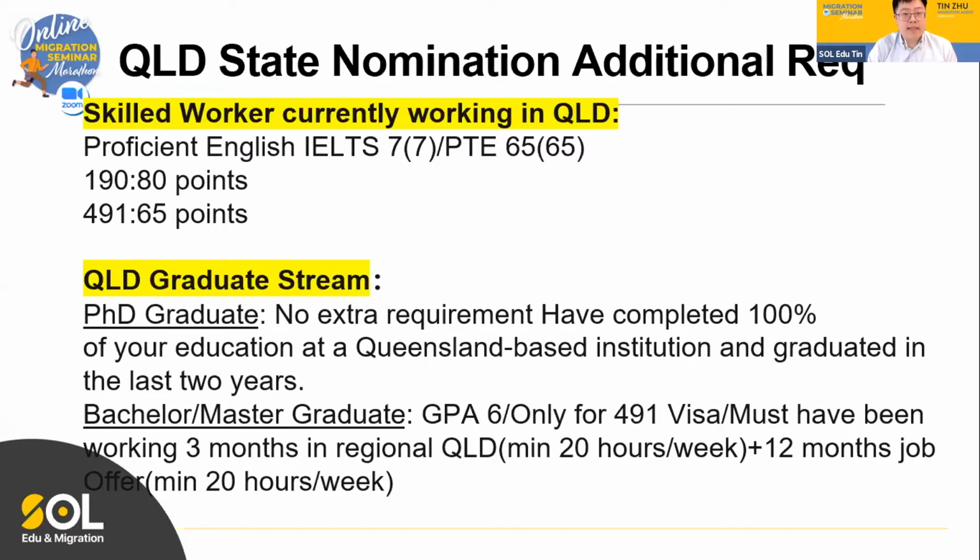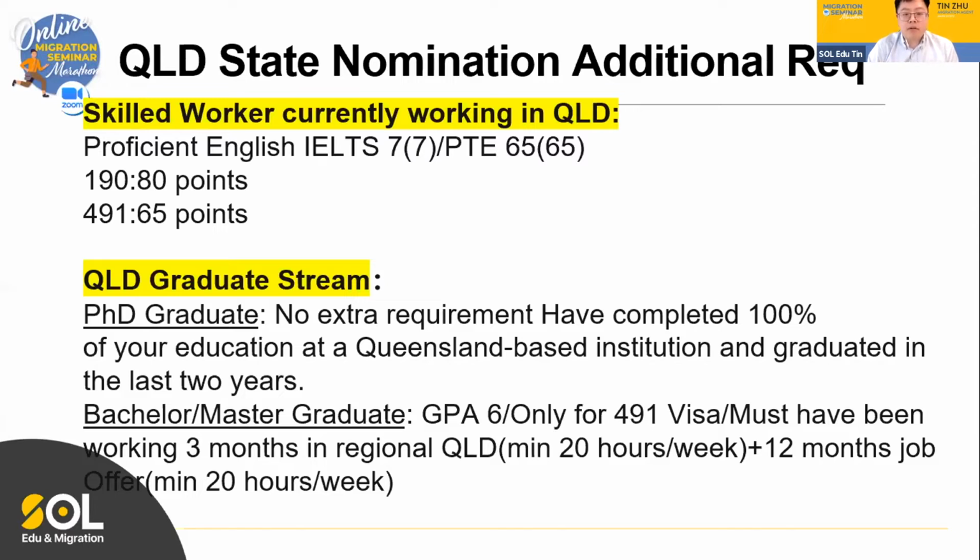And for the 190 visa, they require you to have at least 80 points, including 5 points for the 190. And for 491, they don't have specified points, just 65, the minimum points requirement from DHA.